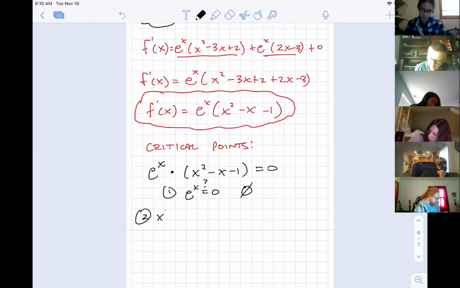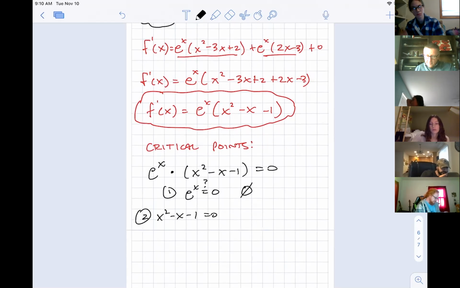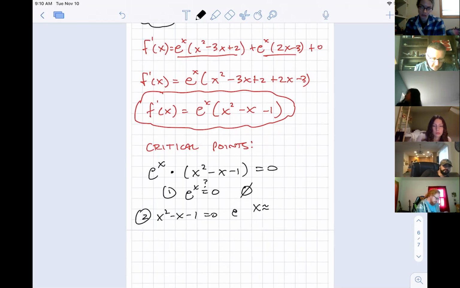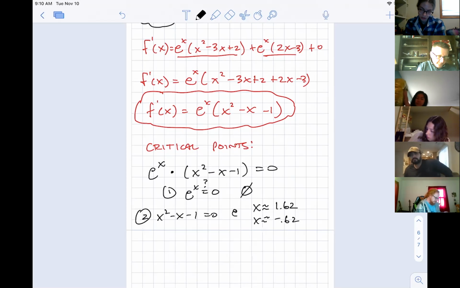Second one is x squared minus x minus 1 equal to 0. And again, that's good to see because it means there's two of them. There are two places here where the slope is equal to 0. And so that'll make a fun graph ultimately. It's going to make kind of a cool graph. So quadratic formula, I put in 1, negative 1, negative 1. And I get x is approximately 1.62 and x is approximately negative 0.62. So that's kind of cool.